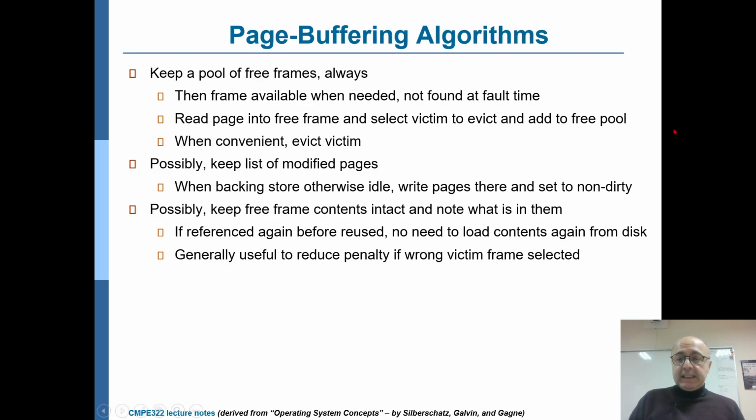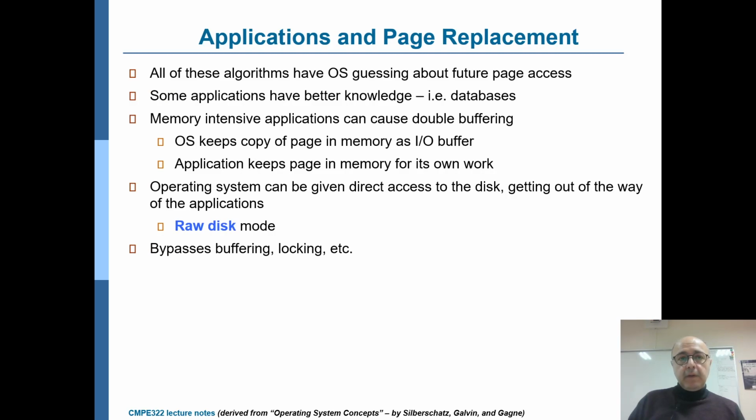Okay, so this is the idea. This is helping if by chance we make a wrong selection for the victim. For example, in Linux, this is being used. Now, all of these algorithms have the operating system guess about the future, which is difficult. We make some guesses like least recently used and others, but the probability of page faults is still there.